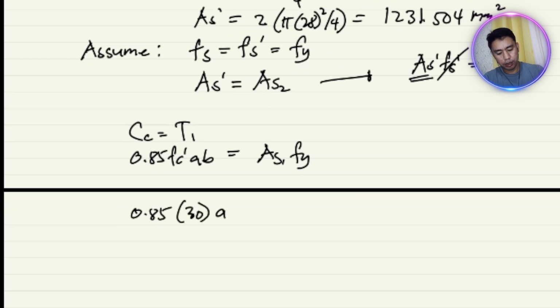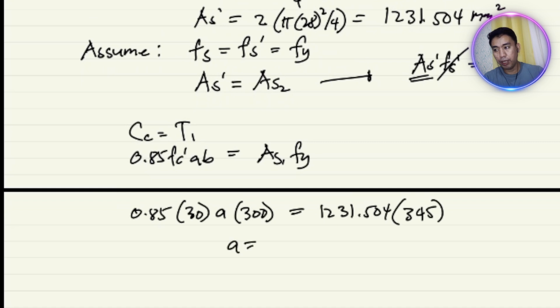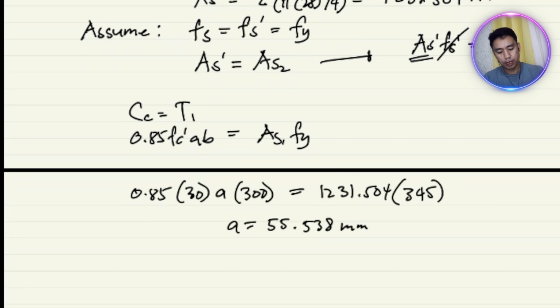Unknown yung a, 300 equal to As prime, 1231.504 times Fy. Ang Fy natin nag-yield siya, so this is 345. So, we have a is 55.538 mm. Then from there, we can solve c.